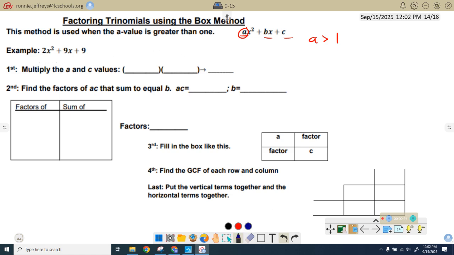All right, so here's our problem. Our first step is we multiply the A and C values. So this is A, this is C, and we get 18. Now, just like we've done previously, we think, what are the factors of positive 18 that would combine to give us B, this positive 9?